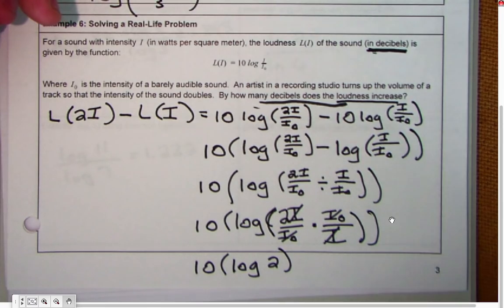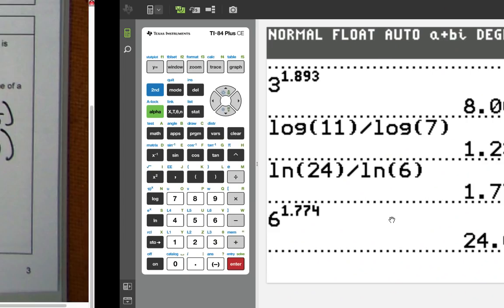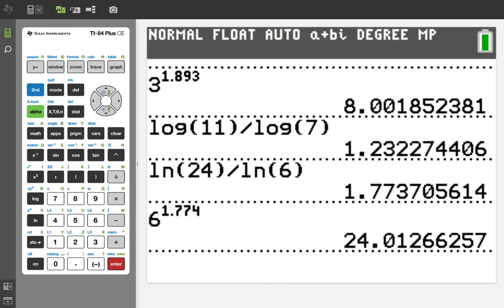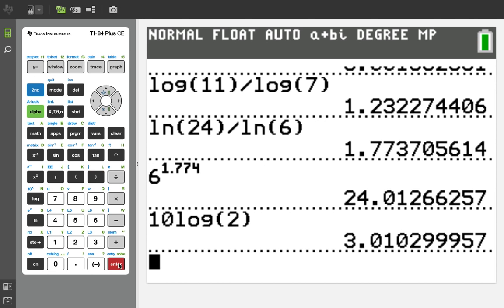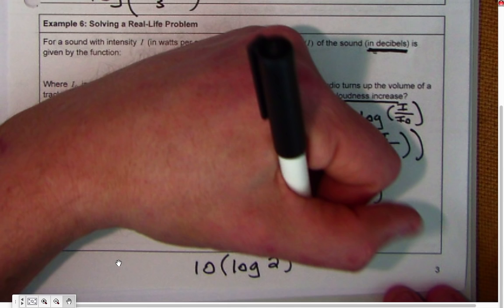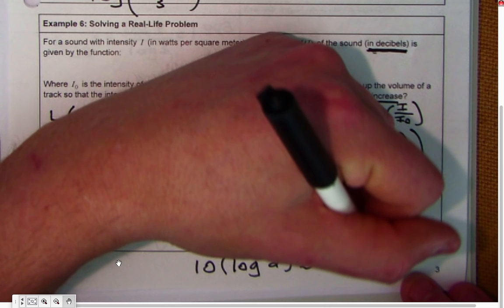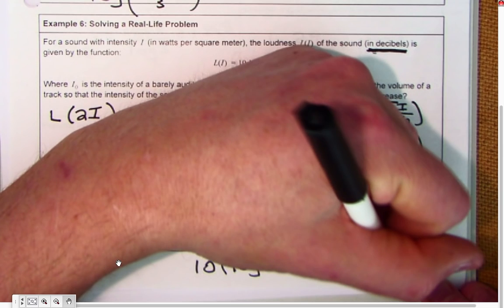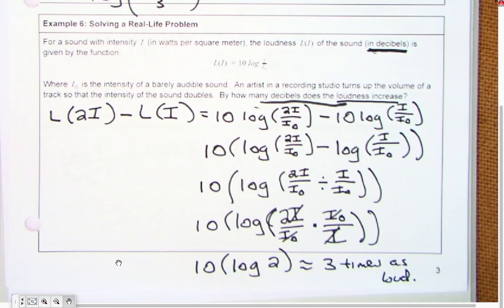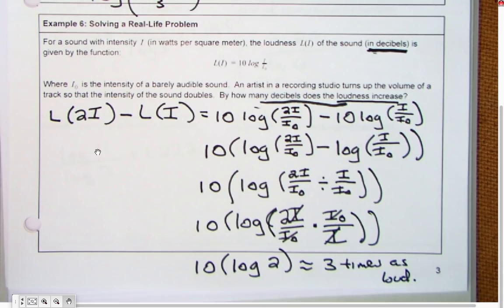That you can type into your calculator: 10 times the log of 2. 10 log of 2 comes out to about 3, so approximately 3 times as loud. All right, that one's a little crazy because you had to know how many decibels the loudness increase is. So from here to here, how much does it go up? Well, you have to subtract that off of there.